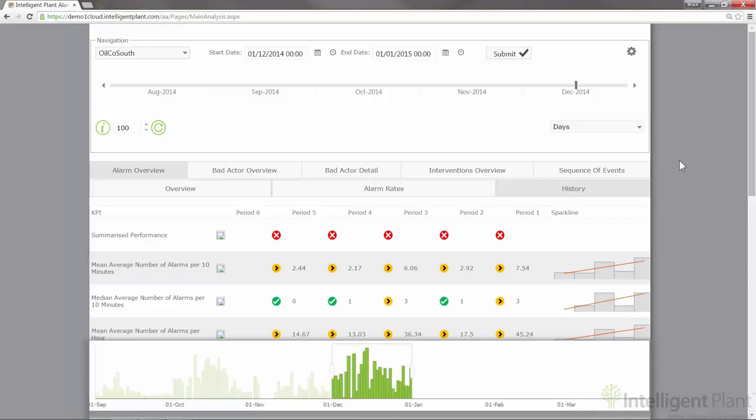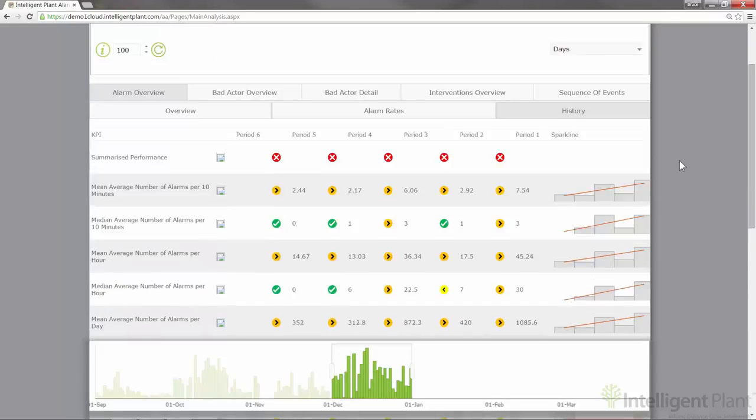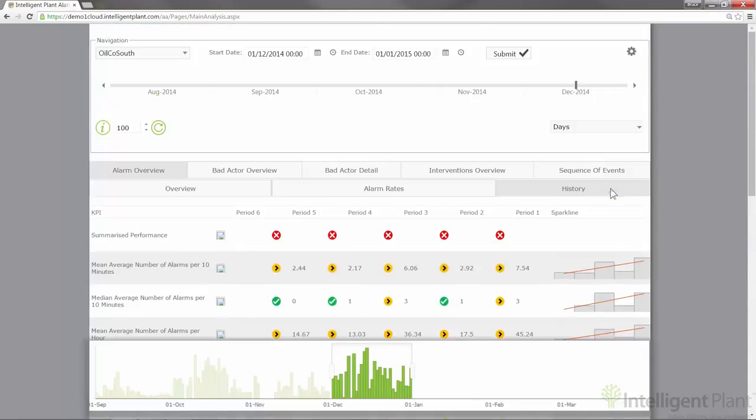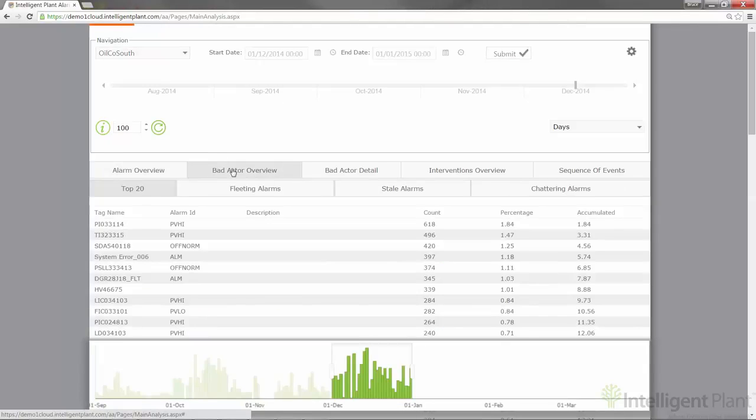In summary, the overview tells us if we have a problem or not. Now we'll move to the Bad Actor tabs to see where the problem is. This tab is for the alarm champion, the instrument or DCS tech, and the operator to look at. We would not expect this to normally be examined by management. Firstly, we can see the overall top 20.